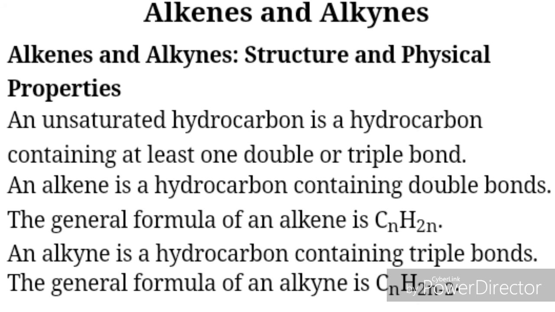An unsaturated hydrocarbon is a hydrocarbon containing at least one double or triple bond. An alkene is a hydrocarbon containing double bonds. The general formula for alkenes is CnH2n. An alkyne is a hydrocarbon containing triple bonds. The general formula for alkynes is CnH2n-2.